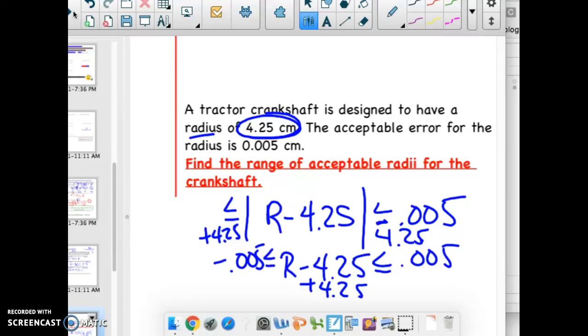So for this case, I need a little bit more room. I guess I'll have to go over here. The acceptable on the top is 4.255 for a radius. And on the bottom, look what we take off. If we take off 0.05, look what we're at, 245.